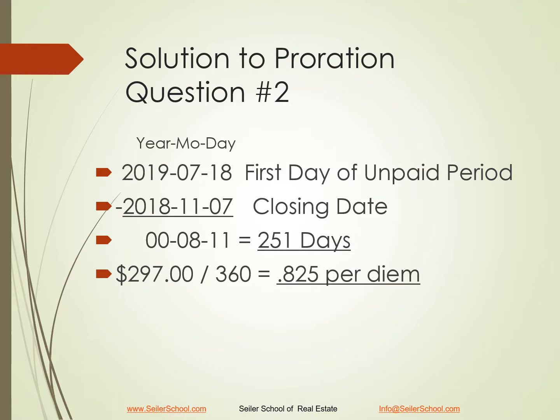$297 for the year divided by 360 days in our year equals 0.825 per diem, or 82.5 cents per day. Then we just multiply the 0.825, or 82.5 cents, times 251 days, and we arrive at a number of $207.08, which is selection A.